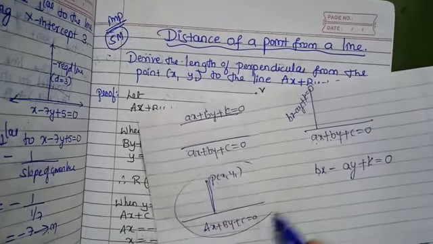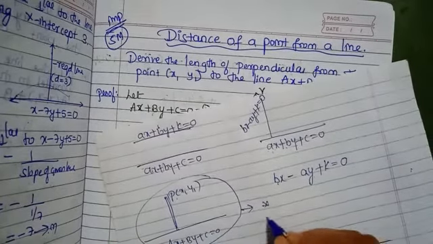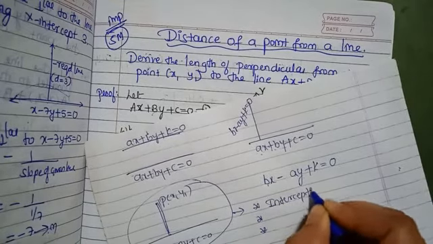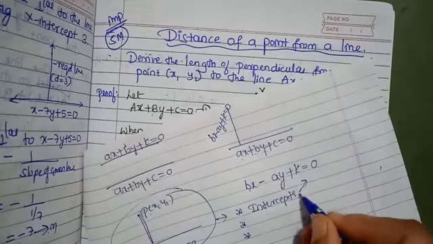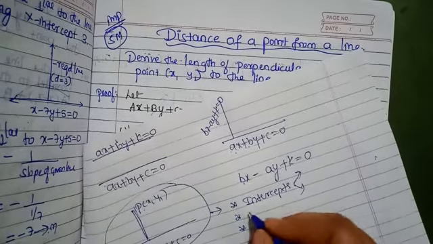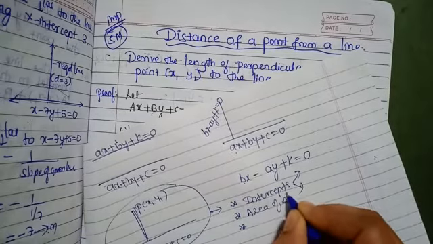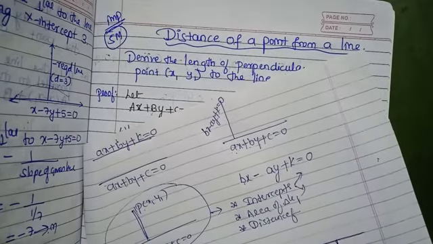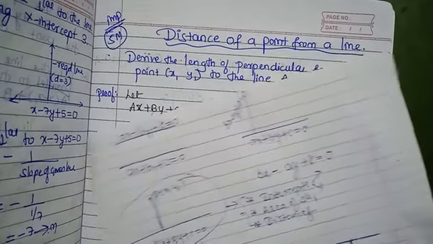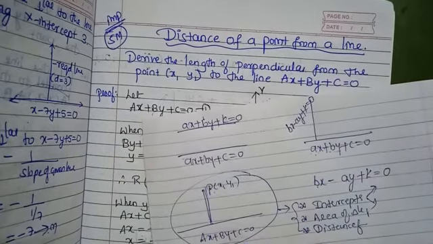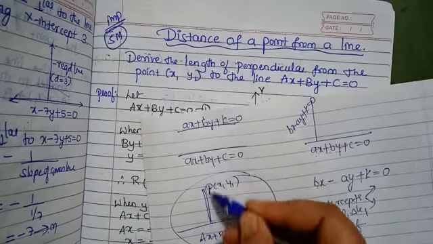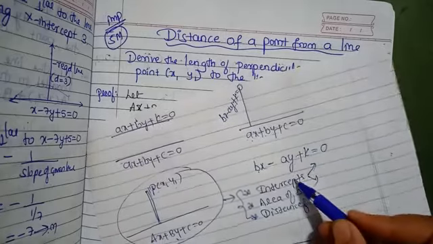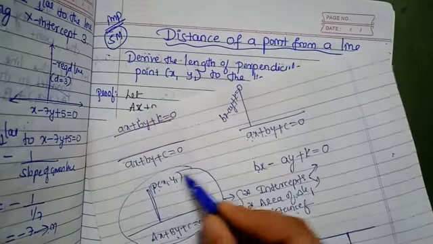So to do this derivation we are going to use 3 simple concepts. First concept is intercepts, that is x-intercept and y-intercept. Second, we are going to use area of a triangle. And next we are going to use the distance formula. Using these three concepts, we are going to derive the distance of a point from a line, that is the length of the perpendicular from the point to the line.